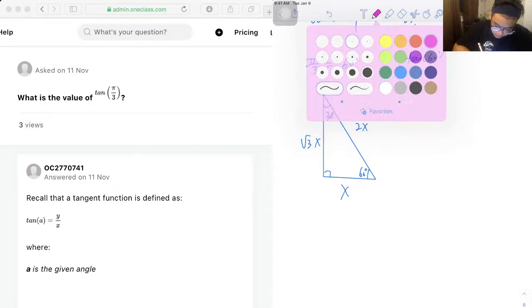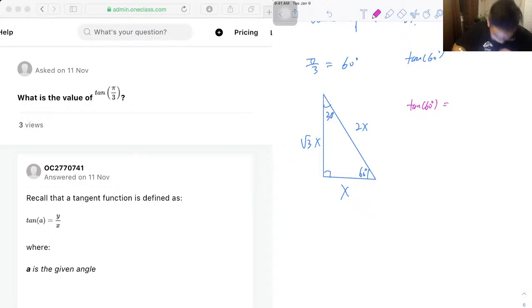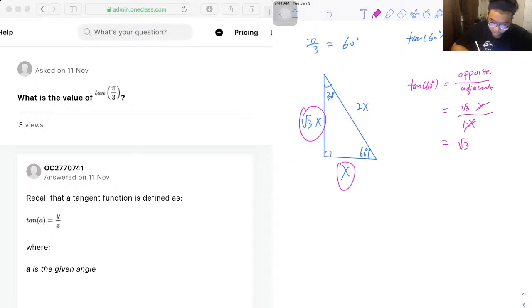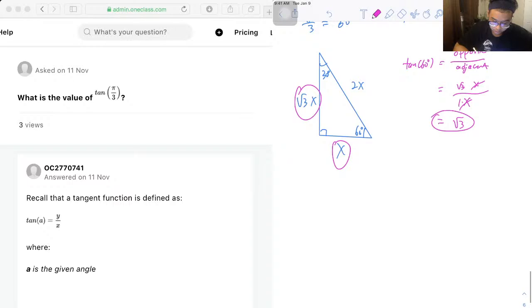And in terms of tangent 60, it will be the opposite over adjacent. Okay. So our opposite will be root 3 x, and adjacent will be x with respect to 60 degrees. So 1x. Therefore, we can cancel out the x at the bottom and the top. So we have root 3 left, which is our answer. So let's write down the conclusion. Therefore, tangent 60 is equal to root 3.